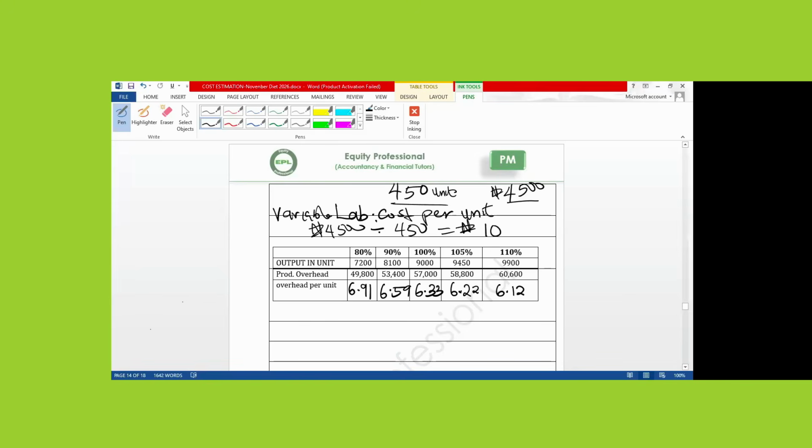Any cost that shows these characteristics is a mixed cost. Let me write it down for you.